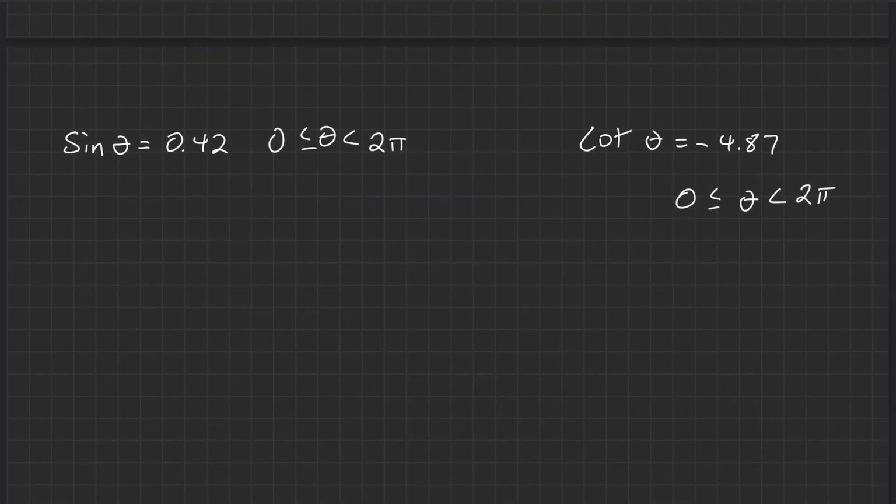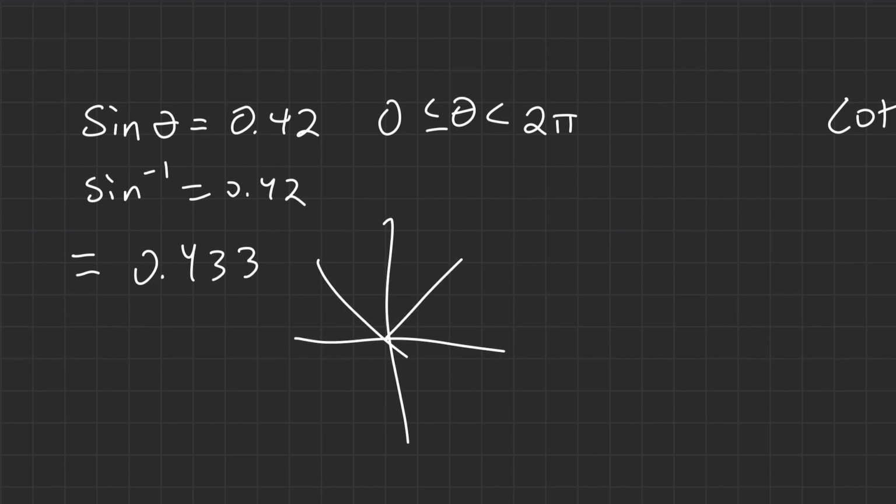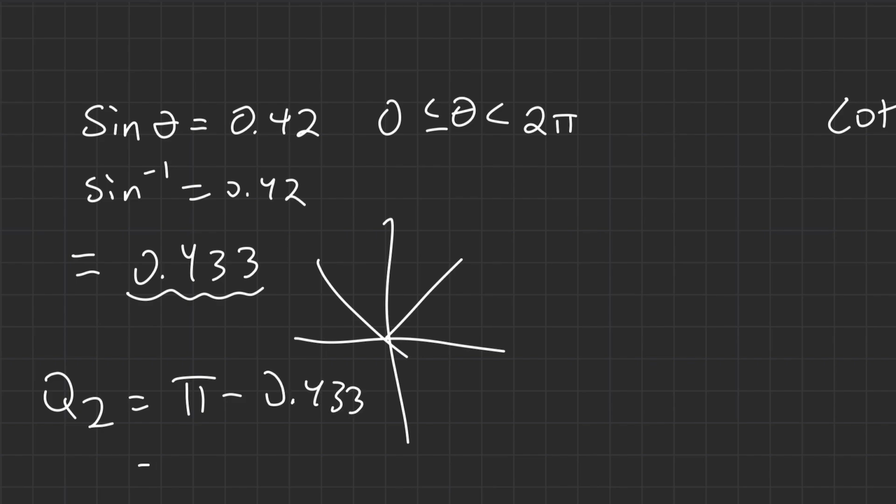Okay, let's try these ones. So now these are not on the unit circle, so if you do the inverse, you'll get 0.433. Like if you go like inverse sine to solve for the theta. And then we know sine is positive in quadrants 1 and 2. So that's the one for quadrant 1. And then Q2 would be equal to pi minus that. So it would be 2.708.